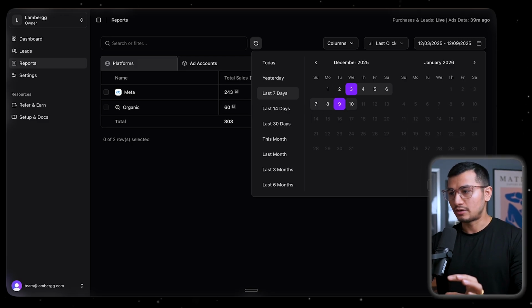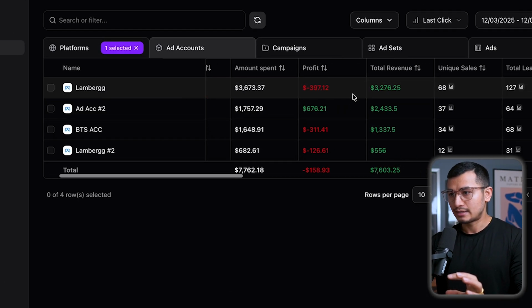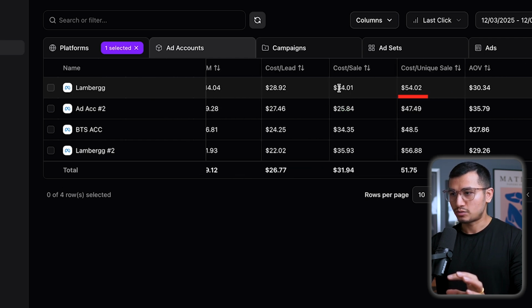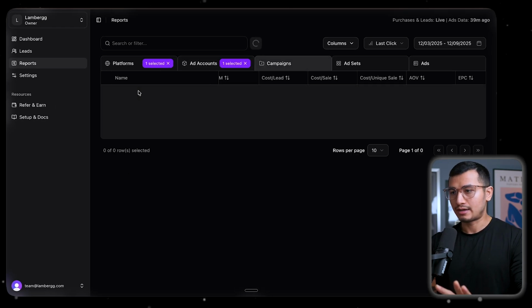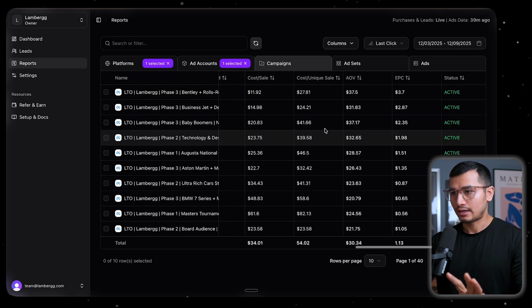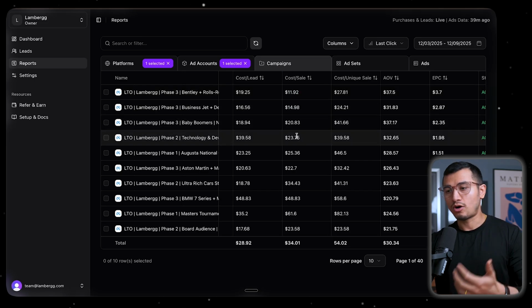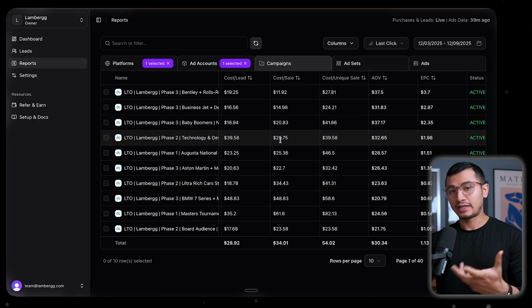And if I was to do the last 7 days and apply, as you can see, we have 108 sales, and then I can look at the cost per purchase, which is right here, cost per unique sale, cost per sale, right? So $34 per purchase, $25. And again, we have multiple different ad accounts. If I was to go into this ad account and look at cost per sale, so $11, $14, $20. So that's the cost per sale that we get, $25, $22, $34, right?